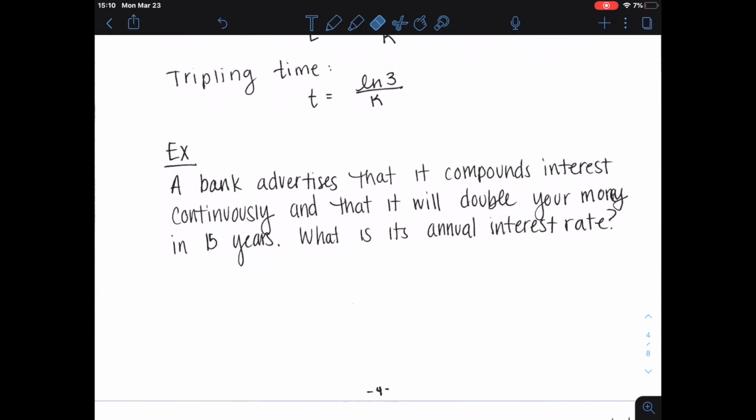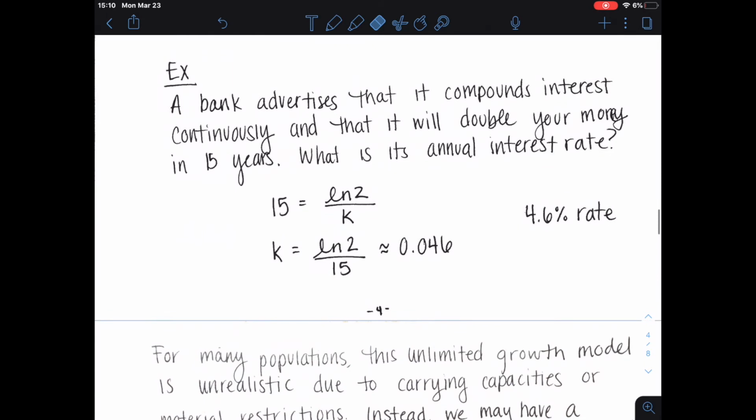Okay. So let's do a quick example. A bank advertises that it compounds interest continuously and it will double your money in 15 years. You want to figure out what is the annual interest rate that it's going to be charging or giving you. So all that is, the time is 15 years. It's doubling, so it's going to be natural log of 2, and k is our unknown. That's our growth rate or interest rate. So rearranging the equation, the growth rate is natural log of 2 divided by 15. And if you plug that in, it's about 0.046. So you're getting a 4.6% rate on that account.